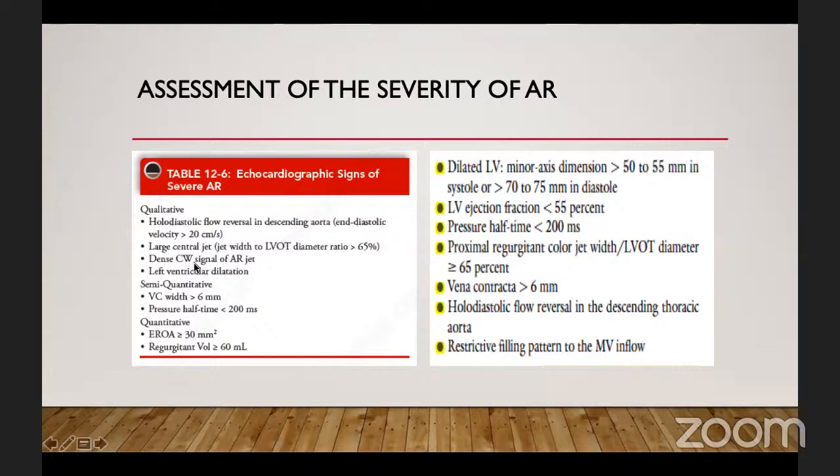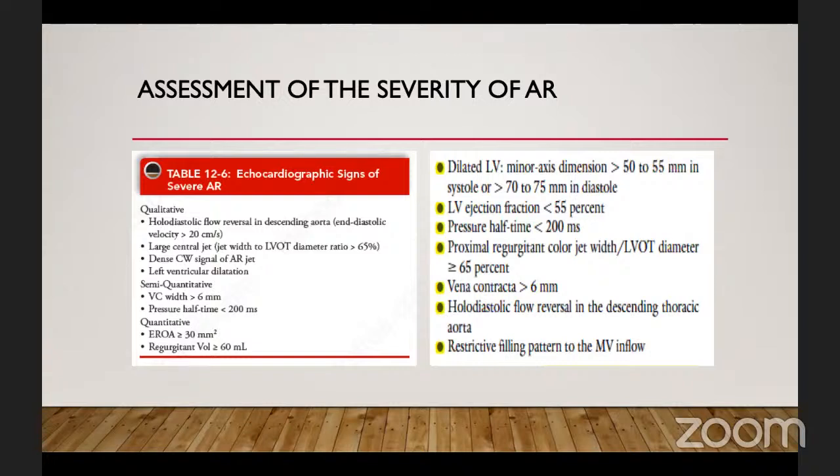Another clue that might give you a hint on the severity is the density of the Doppler wave. A much more dense signal indicates much more flow, because more RBCs are passing through and reflected back, giving you a much denser image. This indicates a much more severe aortic regurgitation. A vena contracta of more than 6. In the mitral regurgitation, we consider more than 7 as a severe mitral regurg. In the aortic valve, more than 6 millimeter vena contracta indicates a severe aortic regurgitation.